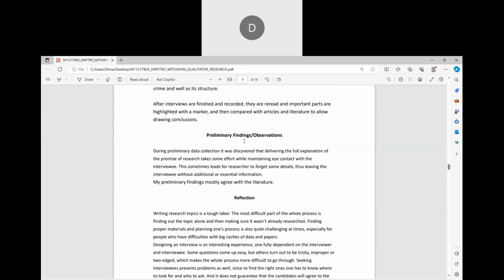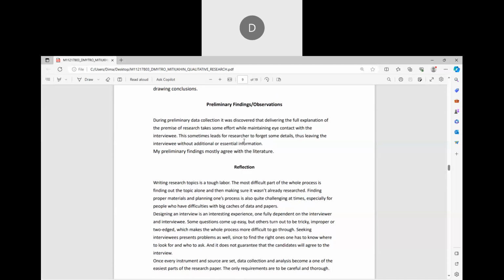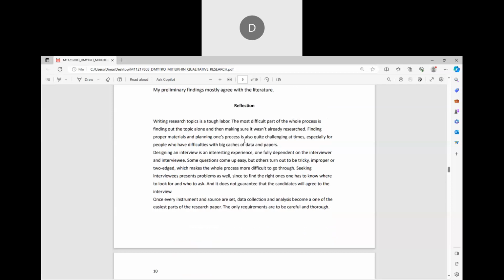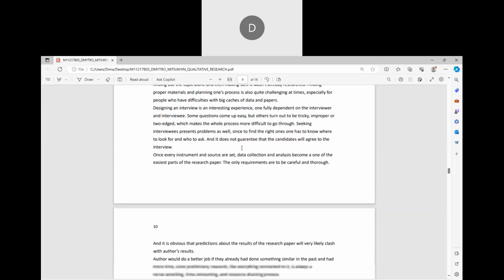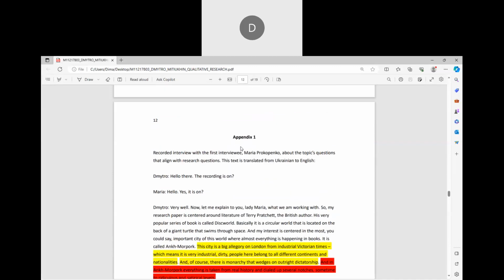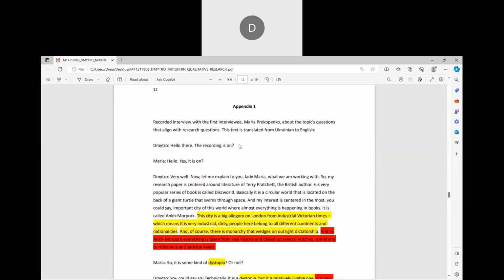In the preliminary studies, I have found that it is sometimes difficult to interview while not looking at the text, which I must explain to them in the beginning, but otherwise it's mostly okay. And in the reflection, I just said that it is difficult to make research papers because of finding documents and articles and also finding the topic. And in the end, here are the references and appendixes in which I included the interview with them.